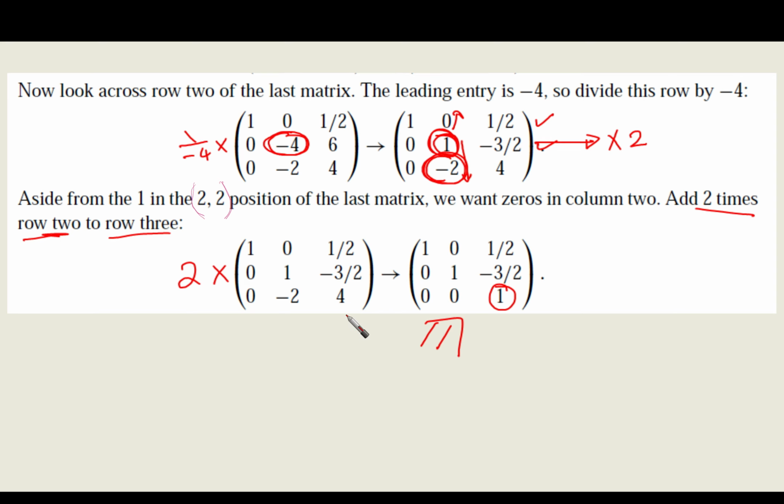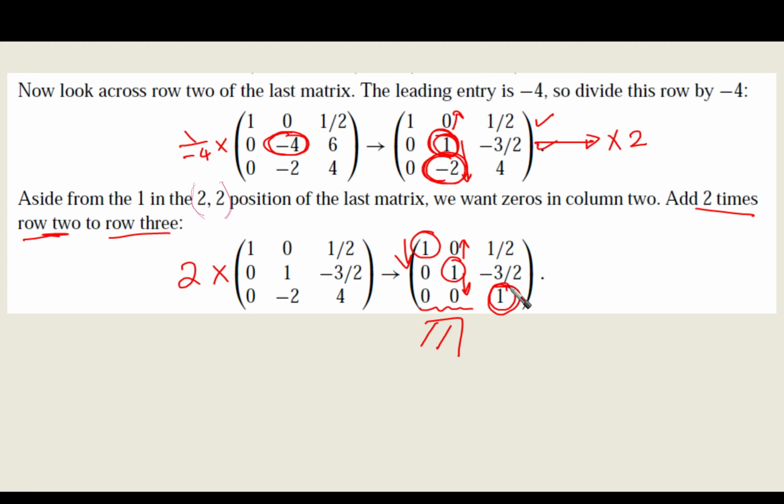Okay, look at this matrix now. We have a leading entry here, and everything below it is 0. We have a leading entry here, with zeros above and below. And we have a leading entry here, fortunately without doing anything. And we found that everything to the left is 0. Okay?